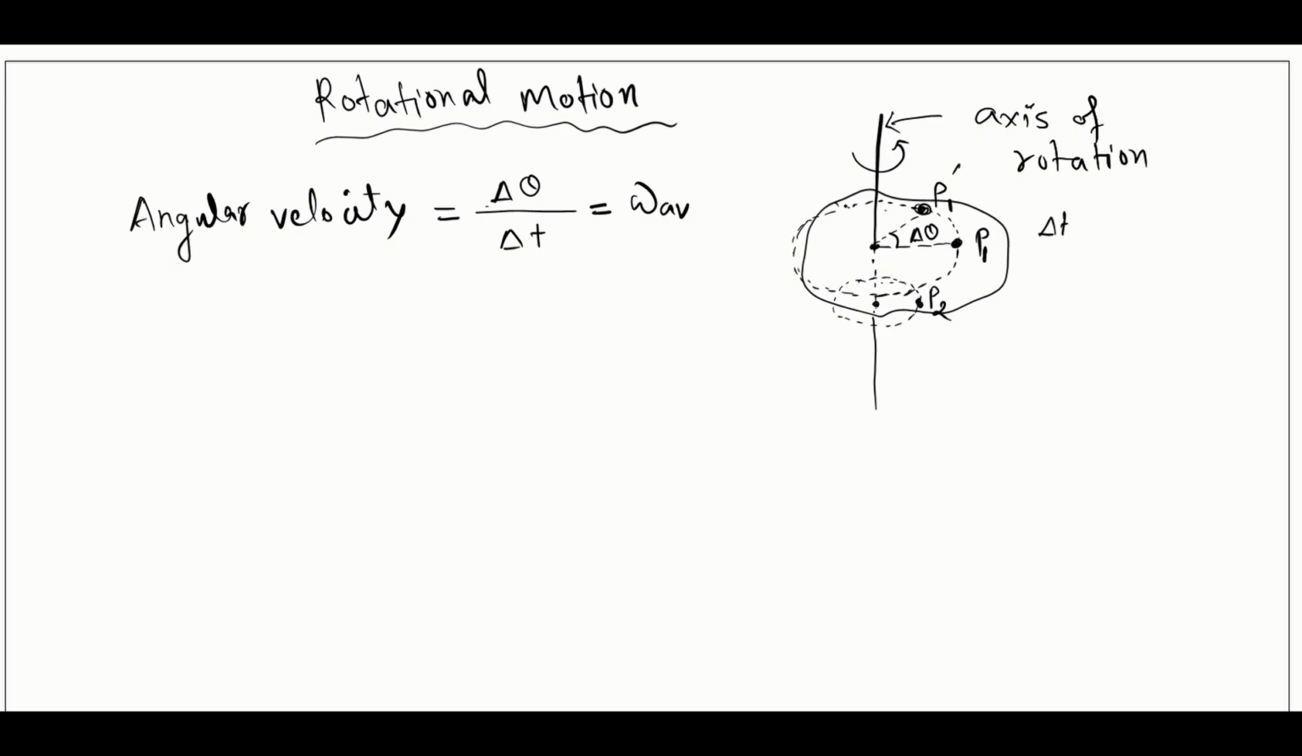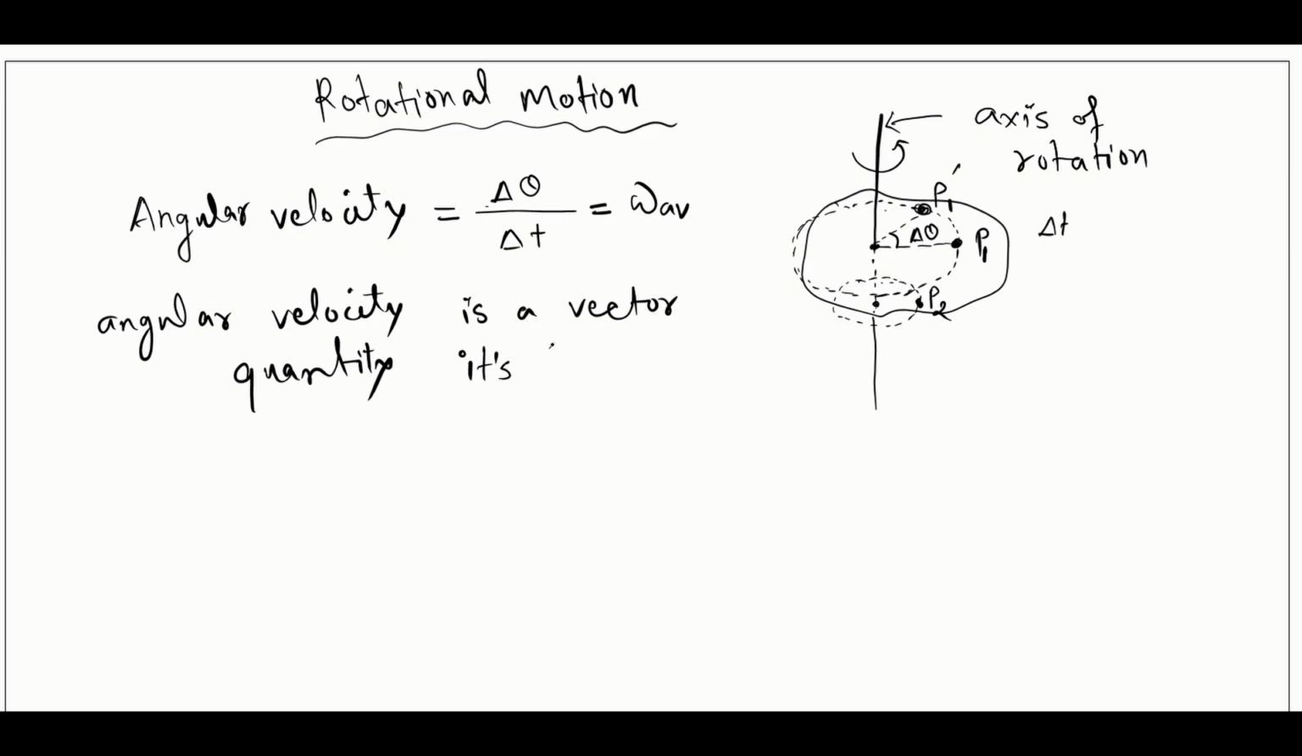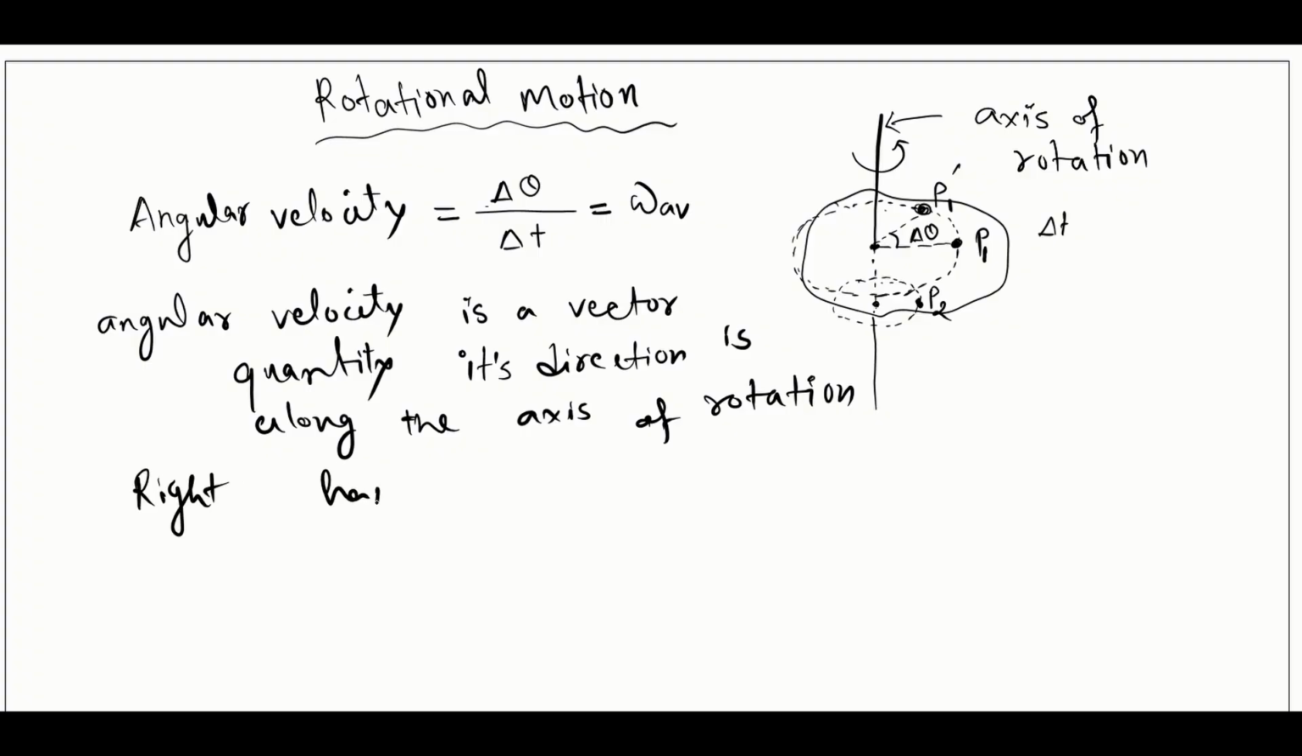And angular velocity is a vector quantity, and its direction is along the axis of rotation. It follows the right hand thumb rule.